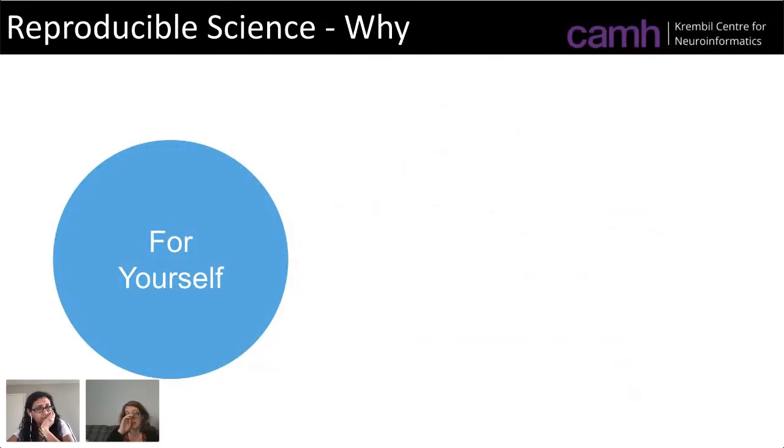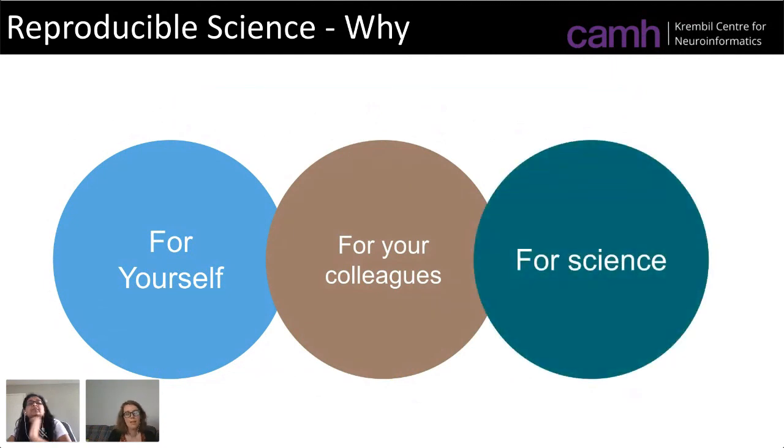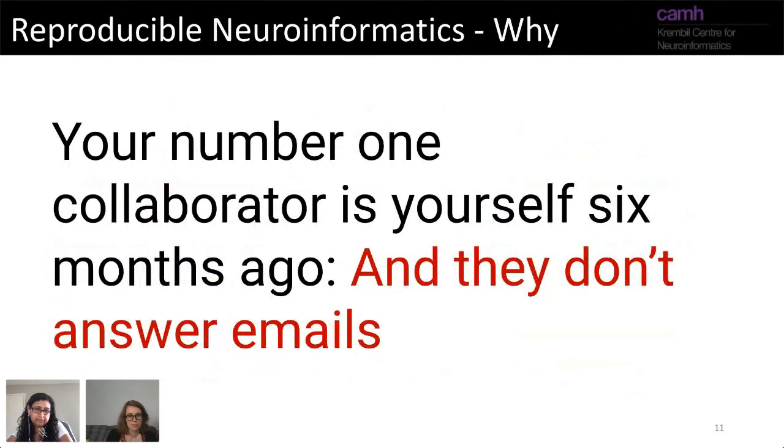Okay, and we're going to say that it's important for yourself. In the next few slides, I'm going to tell you how it's important for you and your friends, and I'm going to tell you why it's important for science. So we'll start with for yourself. This is the classic quote, and it's still true: your number one collaborator is yourself 6 months ago, and they do not answer emails. You may think you will remember tomorrow exactly how you installed something or exactly what version of something you installed on your computer, but you will not.